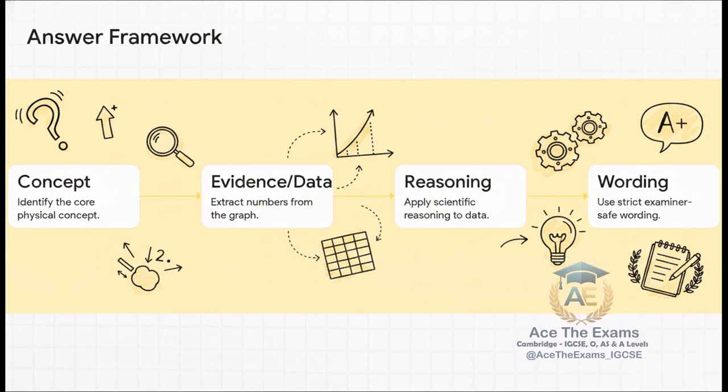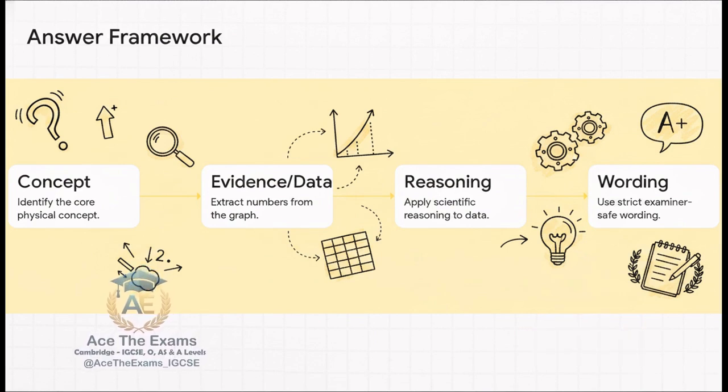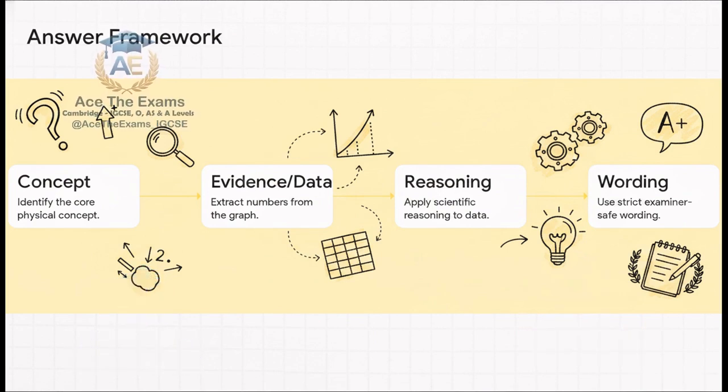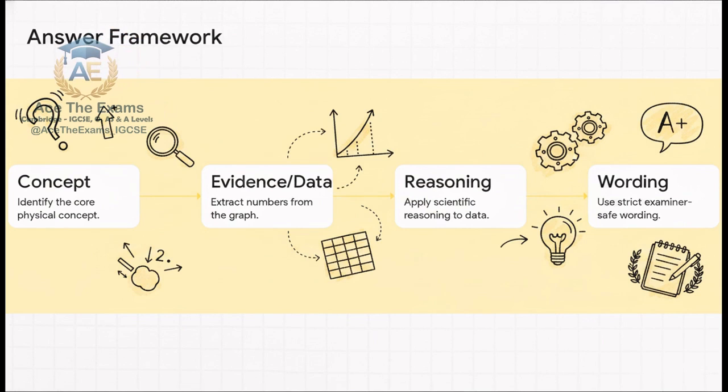Once you've nailed that, step 2 is finding the evidence or data. What is the graph actually showing you? Then, step 3, apply scientific reasoning. How does that specific data prove the concept? And finally, step 4, the most crucial one, examiner wording. Translate your reasoning into the exact vocabulary the mark scheme demands.